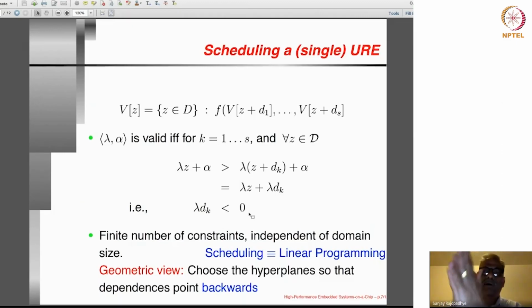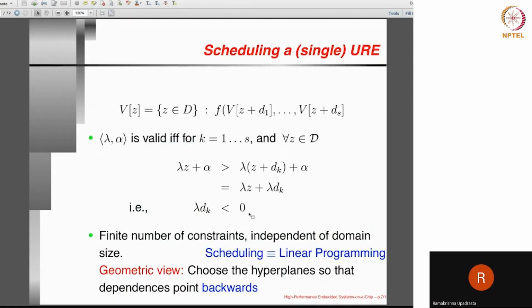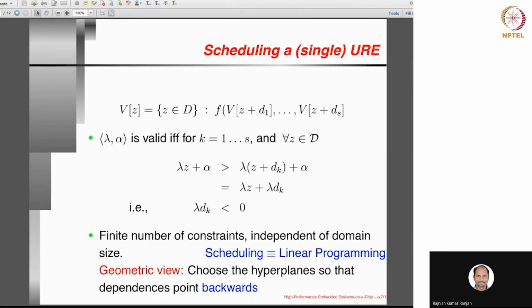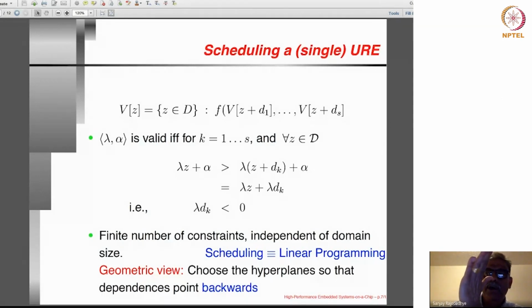You have a hyperplane that defines a schedule. Its normal vector is this, and you have dependencies like this. I think the camera is capturing my fingers, right? Yes, it's showing the slides, sir. Here is the hyperplane, here is its normal vector coming out, and the constraint is basically that all these dependence vectors, there are only finitely many of them, all have a negative dot product with lambda.